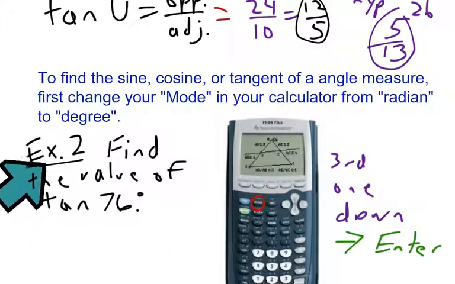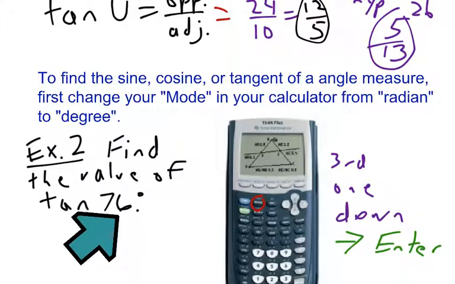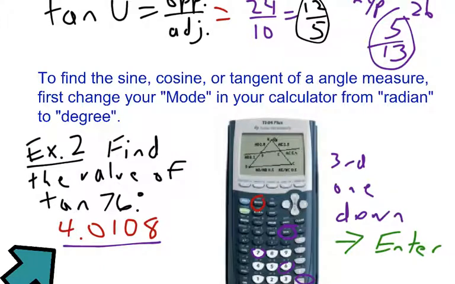Alright, so let's do an example with that. Find the value of tangent of 76 degrees. Now you'll see the string of sine, cosine, and tangent right here on your calculator. And tangent's going to be the third one, or the one all the way on the right. This one right here. So press the tangent button and then type in 76 and then enter. And after you do that, it's going to give you a big long decimal. Alright, I've rounded that to 4 decimal places, and I came up with 4.0108.